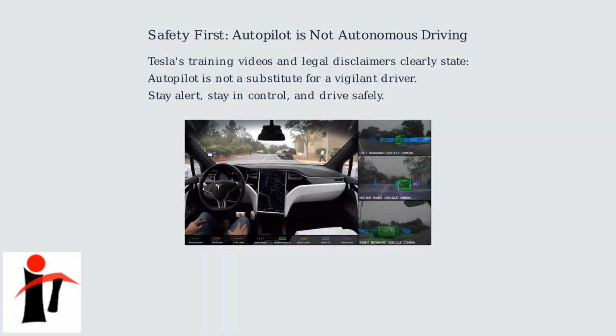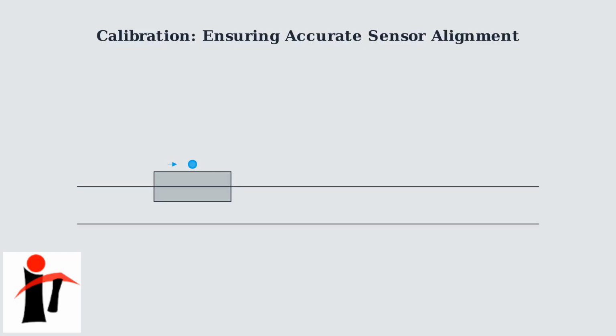Tesla's training materials and legal disclaimers emphasize that Autopilot is not autonomous driving and cannot replace a vigilant driver. The system may have limitations in complex scenarios, so always stay alert and be prepared to intervene. Calibration is essential for accurate lane detection in your Tesla Model 3. Without proper alignment, the sensors may not correctly identify lane markings, leading to potential safety issues.